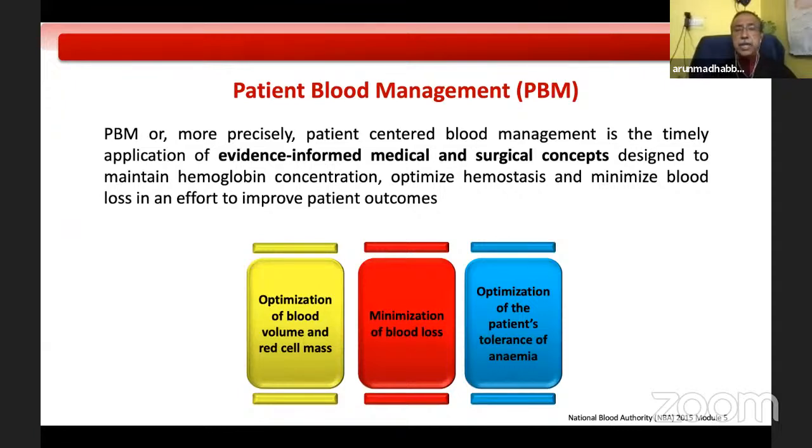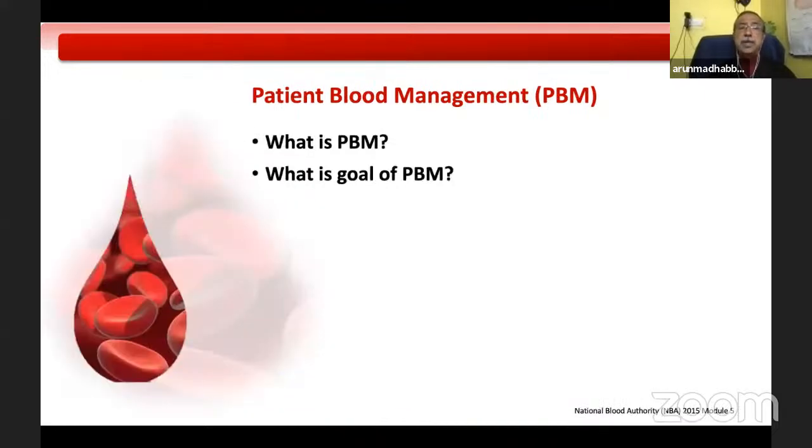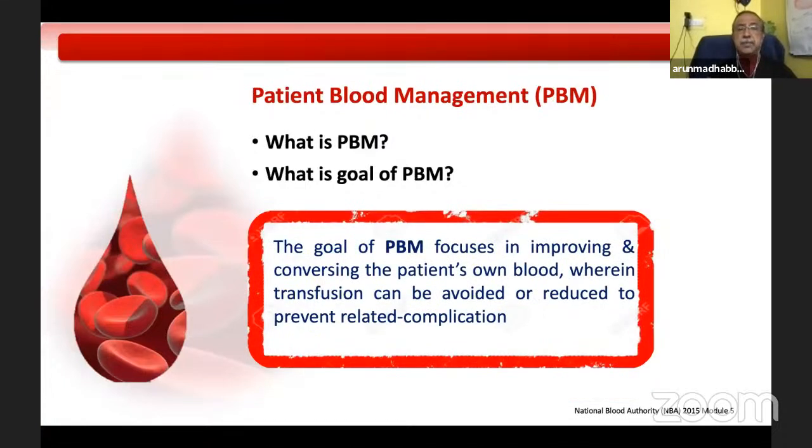Patient blood management today has come up in a big way. There are three important pillars: optimization of blood volume and red cell mass of the patient, minimization of blood loss during the surgery, and optimization of the patient's tolerance to anemia. And what is it? We all know this. The goal of patient blood management focuses on improving and conserving the patient's own blood, wherein transfusion can be avoided or reduced to prevent related complications and thereby sustain optimum health of the patient.